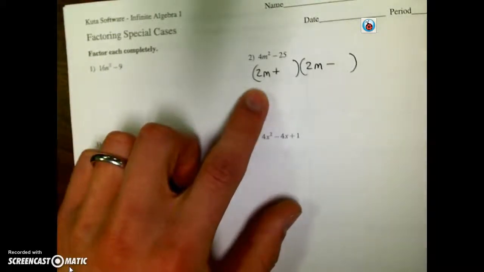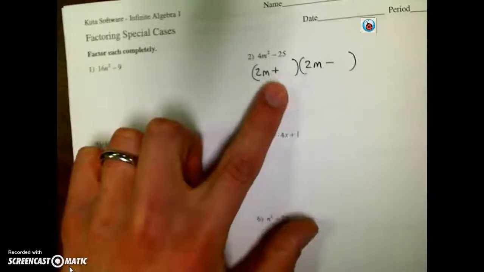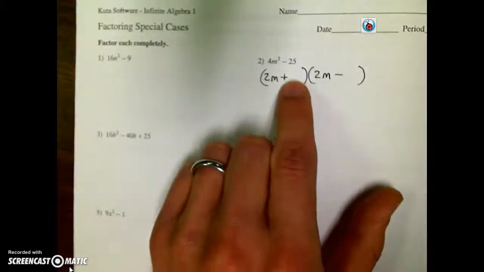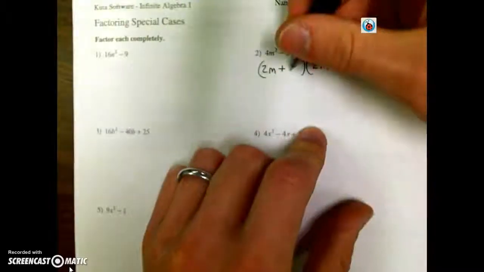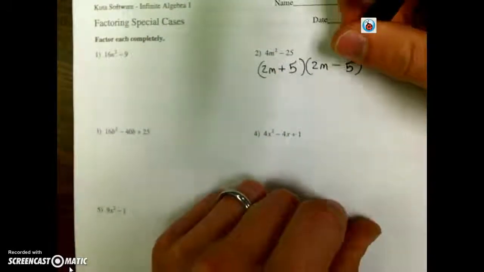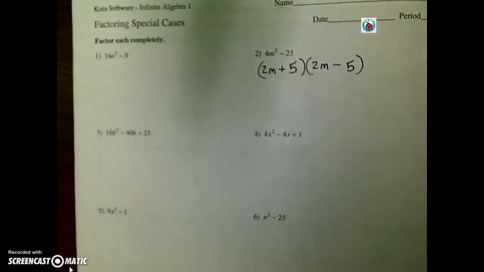Now, we don't have to worry about our middle terms. We know that they're canceling out because of this plus and this minus. So we're just thinking about the perfect square of the 25, which is 5. And that would be our final answer there.